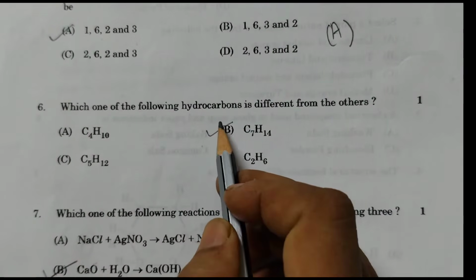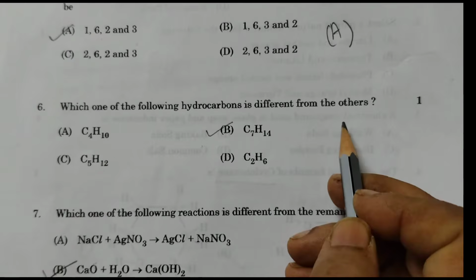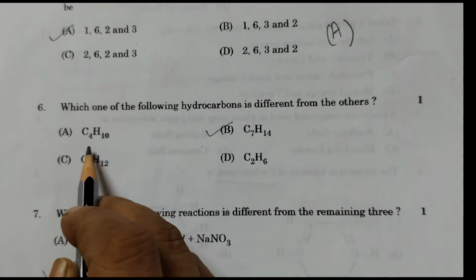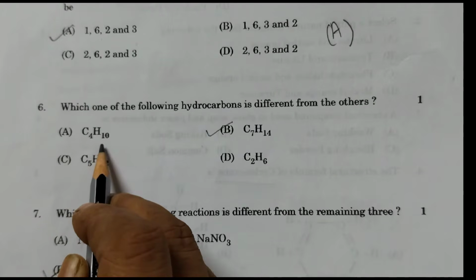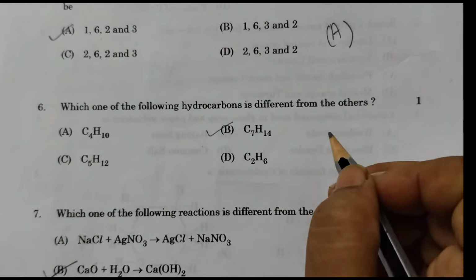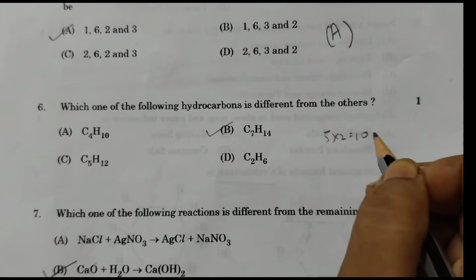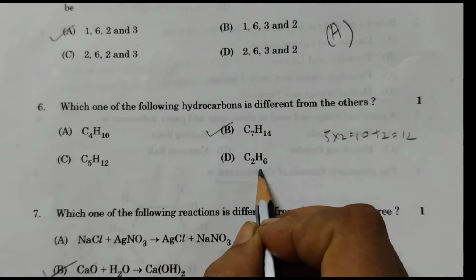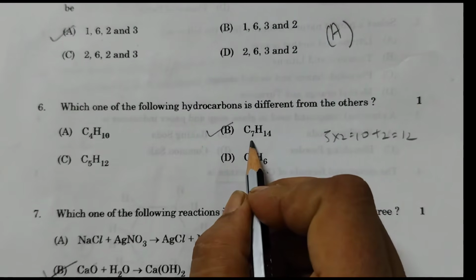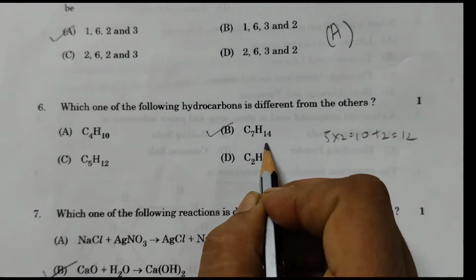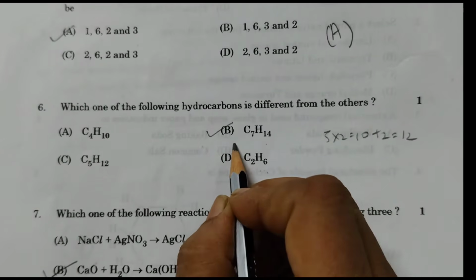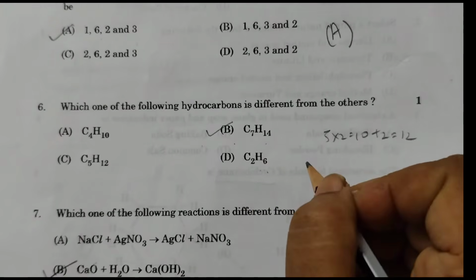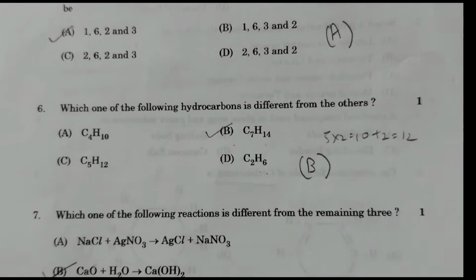Which one of the following hydrocarbons is different from the others? Now if you see here, there is a pattern in the numbers. 4, 10. 4 2s are 8, 8 plus 2, 10. This one will be 5 2s are 10, 10 plus 2, 12. 2 2s are 4, 4 plus 2, 6. And here it's 7 2s are 14. 2 is not added, which means this is different from the rest of the options. So the correct option is option B.